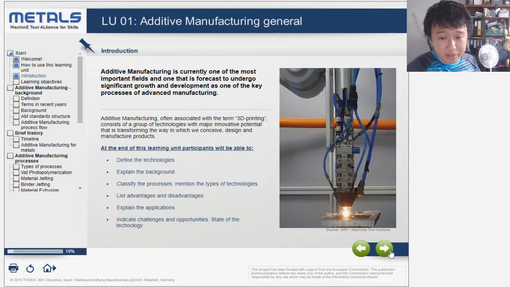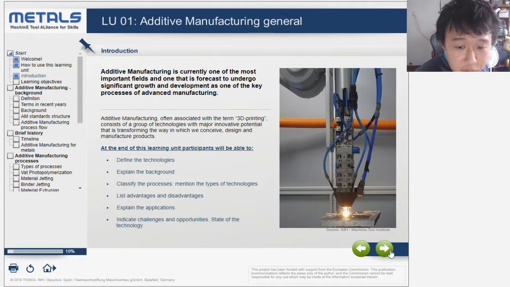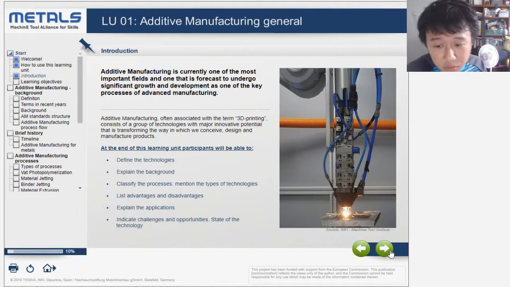It says additive manufacturing is currently one of the most important fields and one that is forecast to undergo significant growth and development as one of the key processes of advanced manufacturing. Additive manufacturing, often associated with the term 3D printing, consists of a group of technologies with major innovative potential that is transforming the way in which we conceive, design and manufacture products.